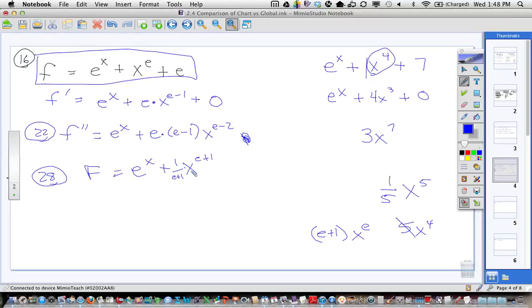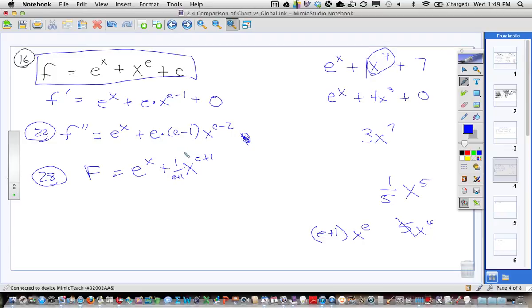Okay, now I know we did talk about how if you raise the power up by 1, then you divide by that new power. That's a way to remember the power rule, too, and it works pretty well. So we could have just said raise the power up 1 to e plus 1 and then divide by e plus 1. I mean, that's essentially the same thing. But think about what you have now.